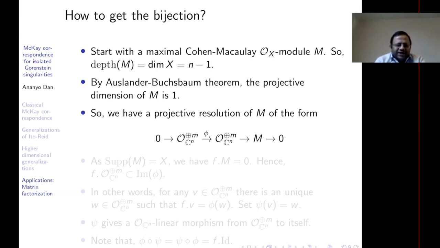So in the beginning, you can write M as some direct sum of copies of O_{C^n}, and the kernel is again going to be some copies of O_{C^n} because it's a projective resolution of length 1. And because M is really supported on X, if you compare the ranks of the first two objects, you can check that the number of copies of O_{C^n} in the first two terms have to be the same. That is not hard to check.